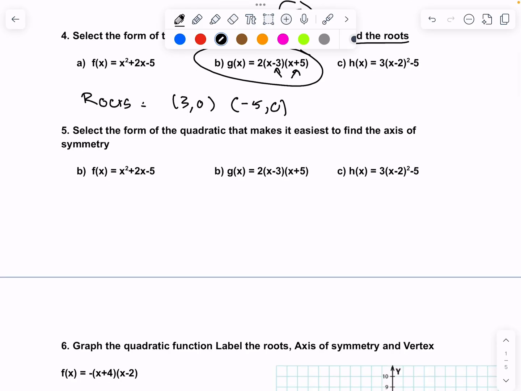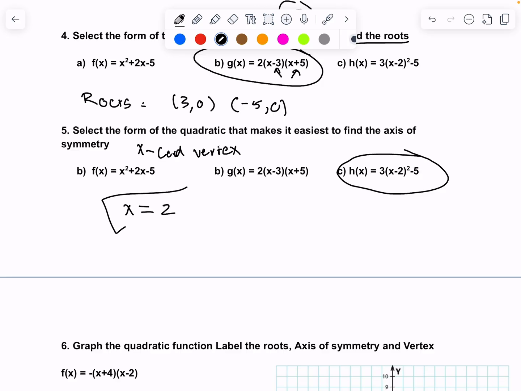Okay, axis of symmetry, that's the x-coordinate of the vertex. And so I want it in the form where it's easiest to find the vertex, which would be C. And I can tell that the axis of symmetry is the x-coordinate, which is positive 2. Remember that you change this in vertex form. Change it to the opposite.